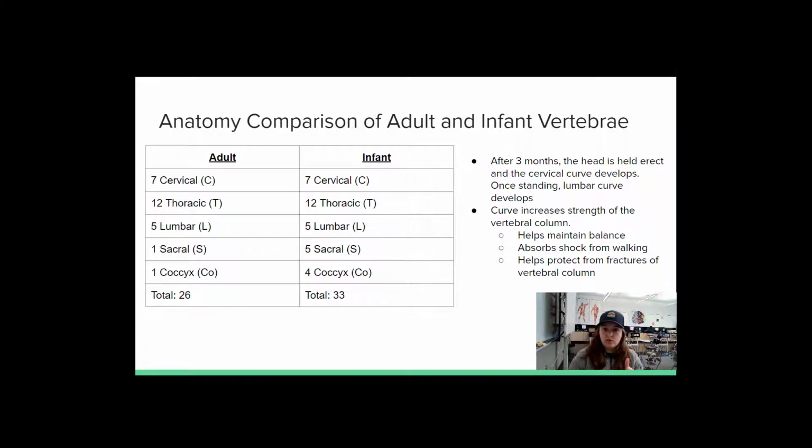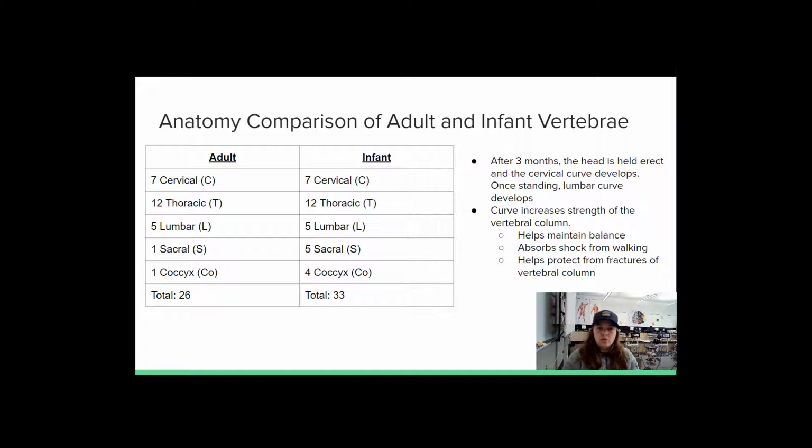After about 3 months old, babies have the musculature and the development associated with being able to hold their heads erect, and the cervical curve therefore develops. So instead of being C-shaped, babies pick up their head and they develop a cervical curve in their upper spine. Once the babies are able to stand, then their lower back curve, or lumbar curve, will form.